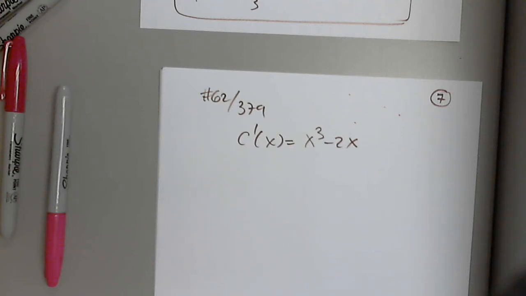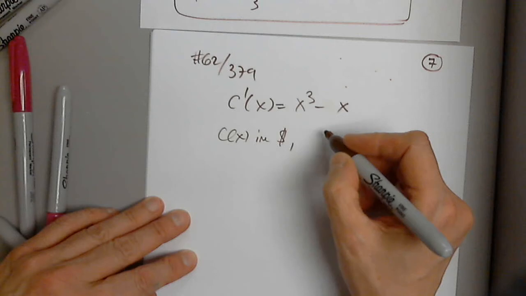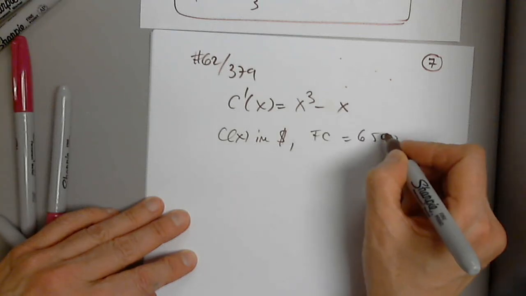And of course I copied something else from a different problem. So 62 has x cubed minus x, not 2x. Sorry. Okay, 62, total cost from marginal. Solid Rock Industries determines that the marginal cost C prime of producing the x climbing harness is given by this. Find the total cost function, assuming that C of x is in dollars and that fixed costs are 6,500.